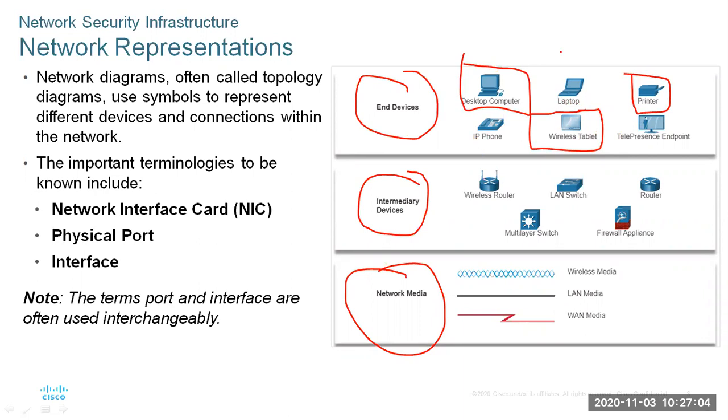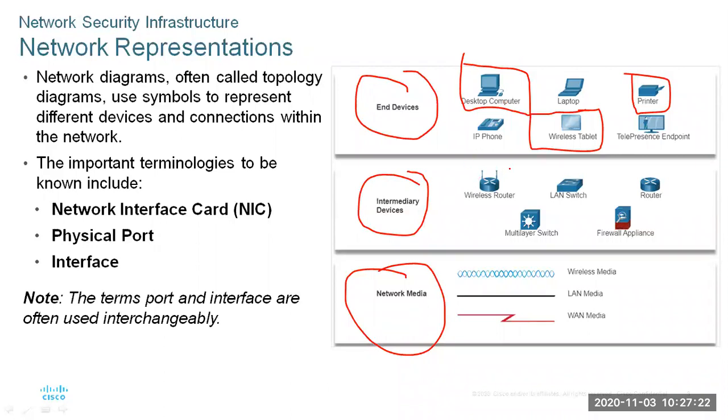Now, end devices, we have talked about them in our last class, where we specified that they are usually the source of the traffic or the messages, or they are the destination of the message. And usually you identify them with an IP address.